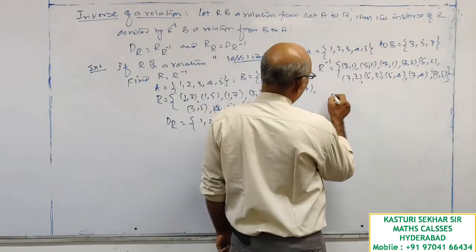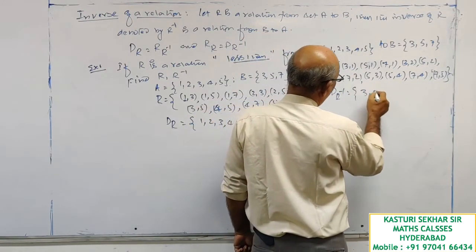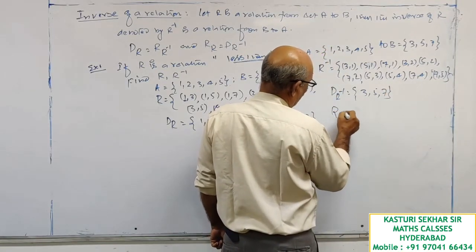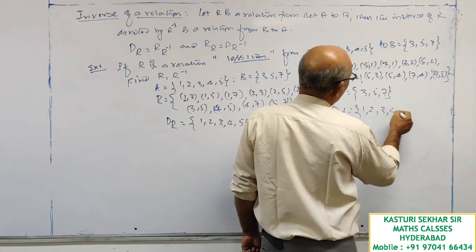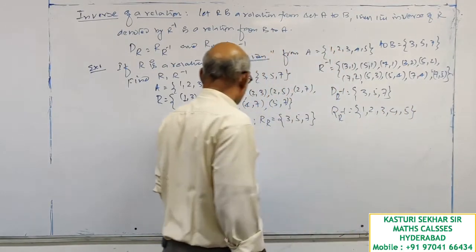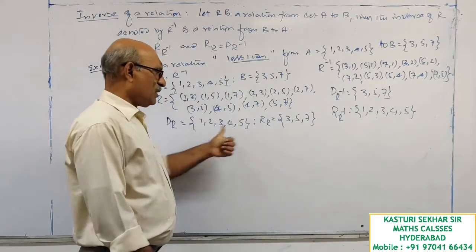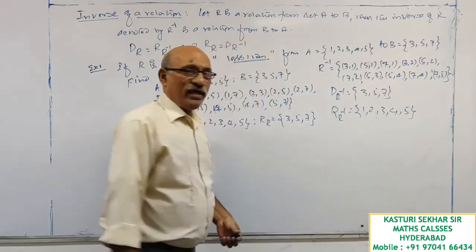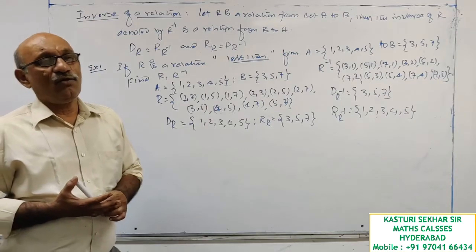Now sir, domain of R inverse: all the first coordinates, 3, 5, 7. Range of R inverse: all the second components or second coordinates, 1, 2, 3, 4, 5. Look at this: domain of R is equal to range of R inverse, and range of R is equal to domain of R inverse. This way, for the defined relation, you can calculate domain and range.